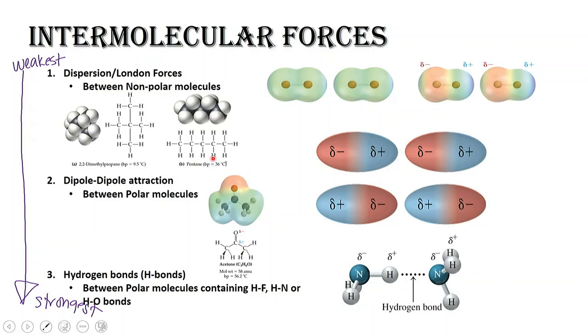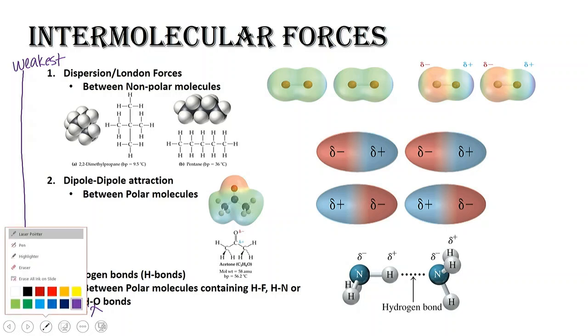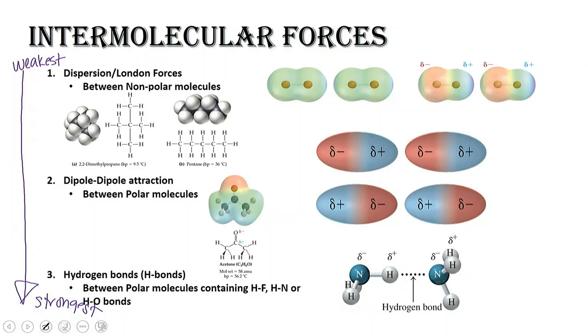And the larger the molecule, the more of these forces. So the bigger these molecules get, the more and more forces they have between them. And the way that we can determine the strength of the intermolecular forces is by looking at the boiling point. So 2,2-dimethylpropane has a boiling point of 9.5 degrees Celsius, whereas pentane has a boiling point of 36 degrees Celsius.